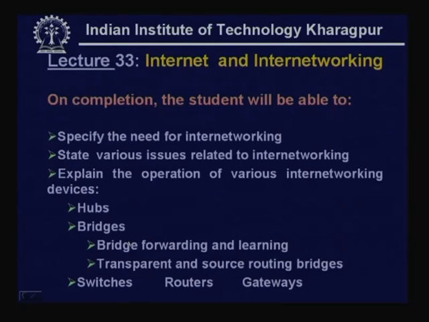On completion, the student will be able to specify the need for Internetworking. They will be able to state various issues related to Internetworking, and explain the operation of various Internetworking devices like hubs, bridges, then transparent and source routing bridges. They will understand how transparent bridges do forwarding and routing, and will also be able to explain the switches, routers and gateways.